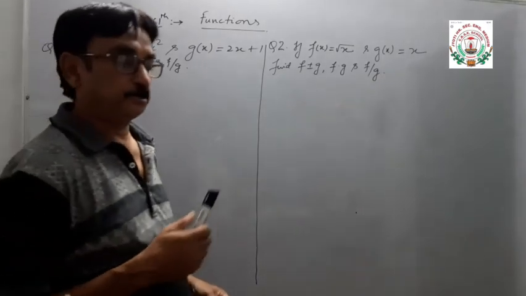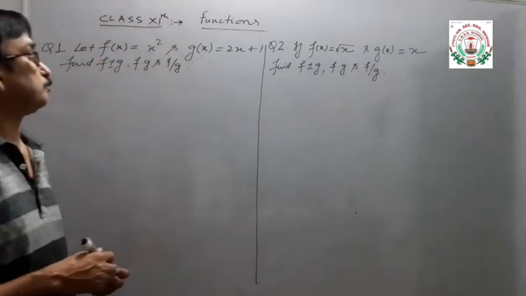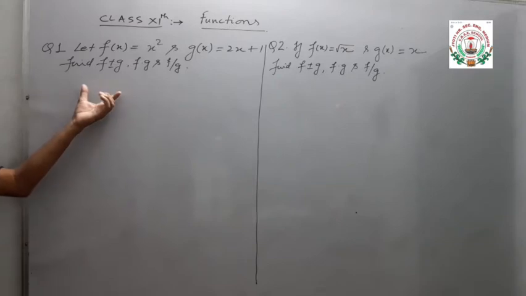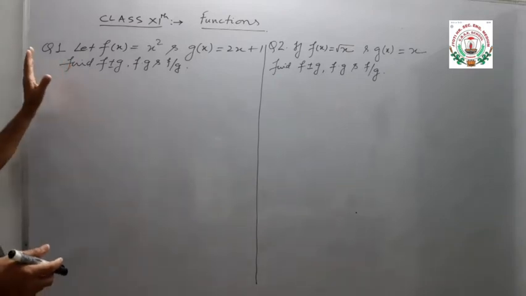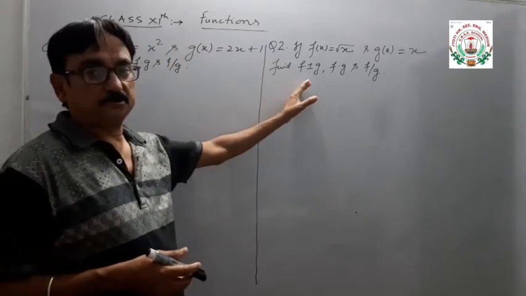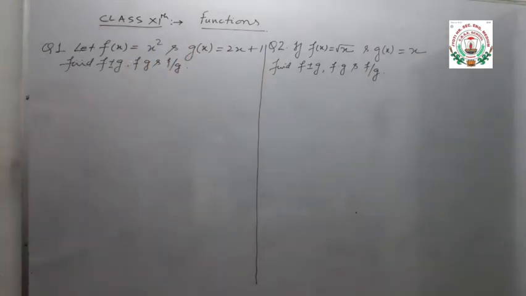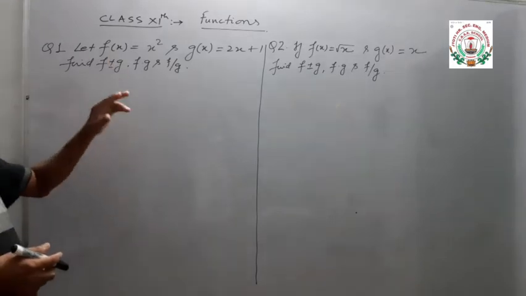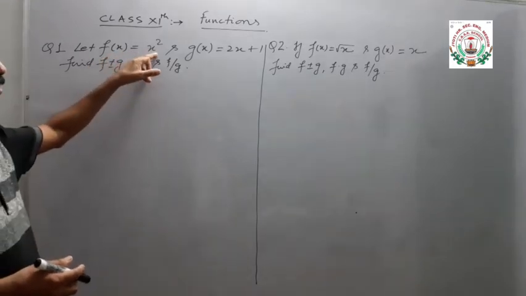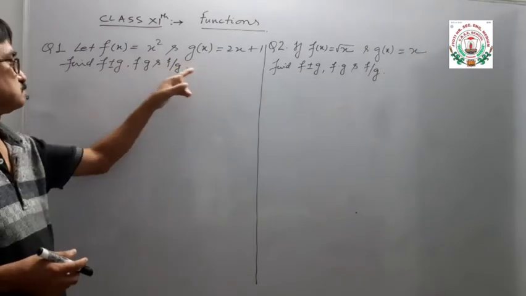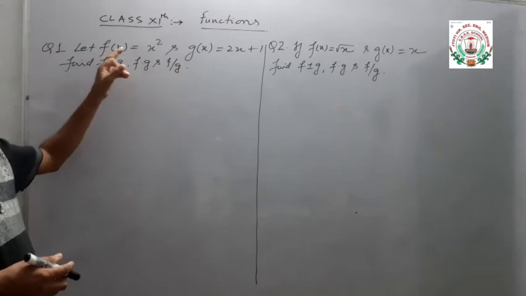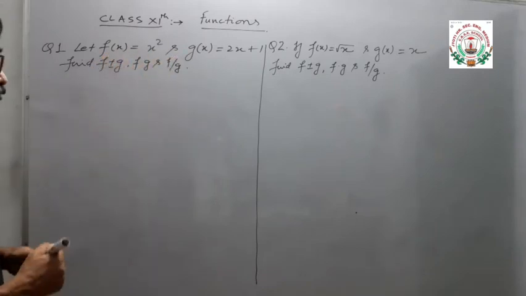Hello, good morning students. Today I am going to tell you about the algebra of two functions. Related to this, there are two questions. These two questions I am going to solve, showing how to add, subtract, multiply and divide. Function f of x is given as x square, function g of x is given as 2x plus 1. We have to calculate f plus g, f minus g, f into g and f upon g.